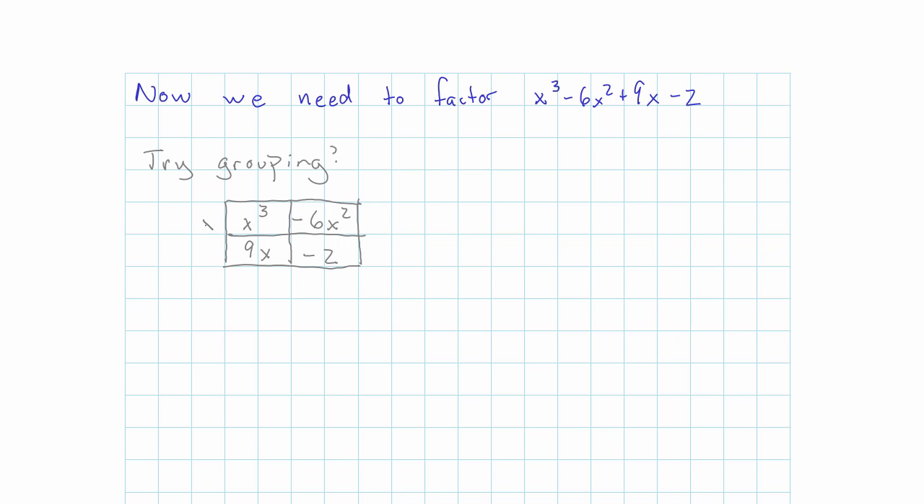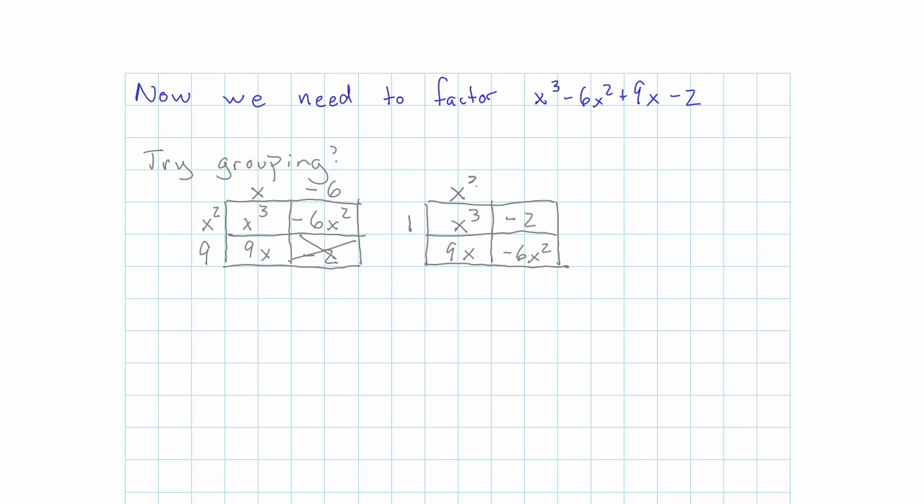But then I've got an x squared here, and an x here, and a 9 here, and a negative 6 here. Oh, 9 times negative 6 is definitely not negative 2. I could try swapping this around. Maybe I want to put the x to the third with the negative 2 and not the negative 6x squared. Oh, but then I just have a 1 here.